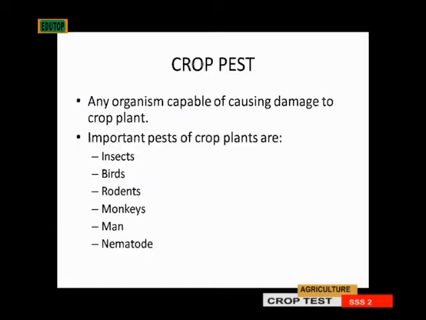Now we move on to talk about the crop pests. The crop pest is any organism that is capable of causing damage to our crop plants. And important pests of crop plants include the following: insects, we have birds, we have rodents, monkeys, man, nematodes. Those could be pests that attack our farm.